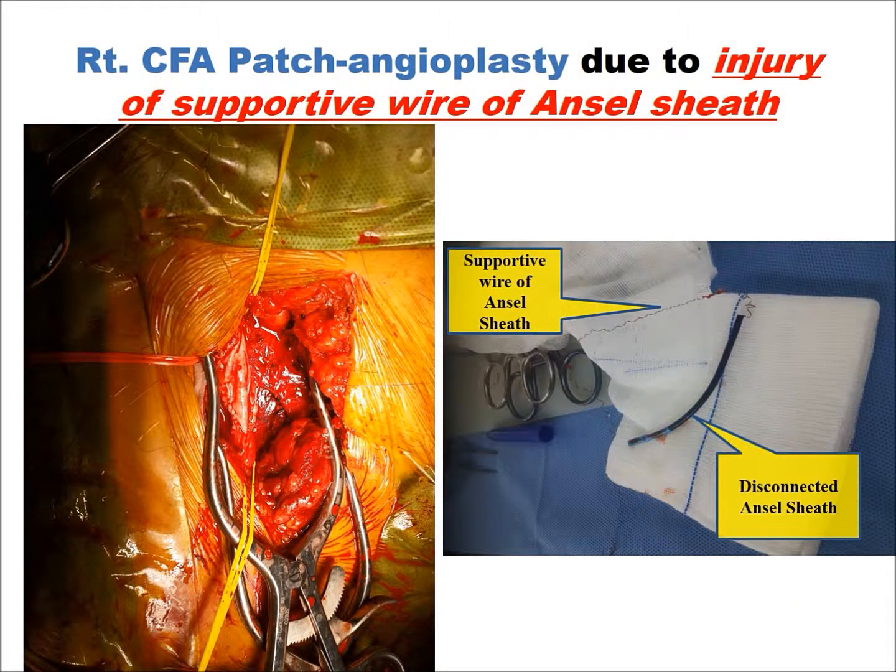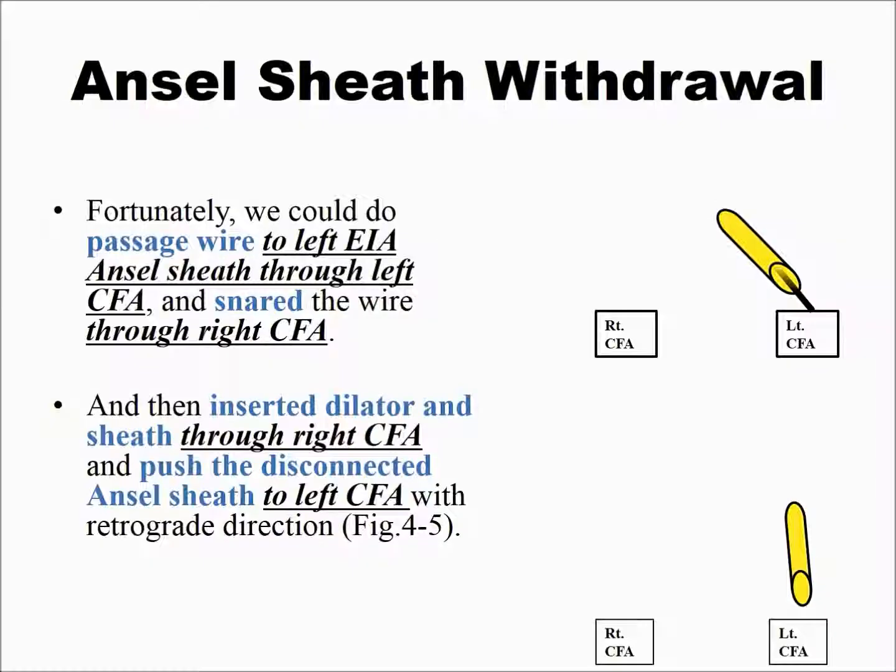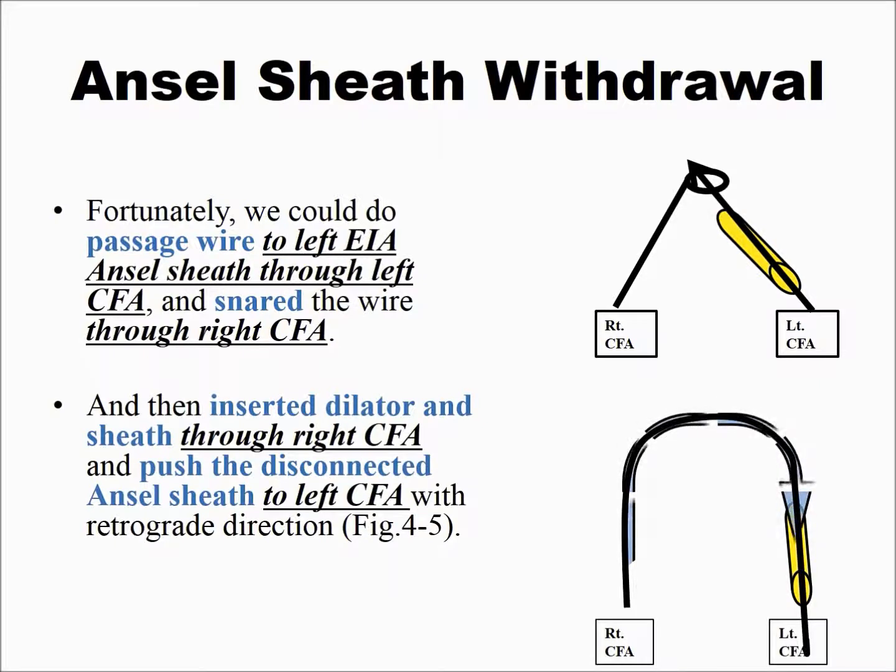First, I exposed the right common femoral artery, which was severely lacerated, and I performed patch angioplasty. You can see this is the supportive wire of the Ansel sheath, very sharp. These are the procedure schema of Ansel sheath withdrawal. Fortunately, I could pass the 035 guide wire in the Ansel sheath through the left common femoral artery, and I snared the wire through the right common femoral artery.